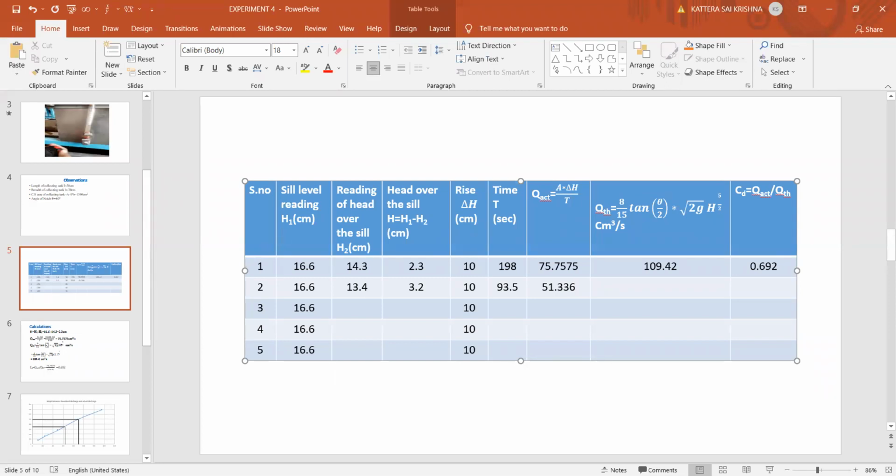I think it is wrong. We should get a larger value, because the time is reduced. Here, as the time is continuously reduced, the Q actual value will be increasing. So what did you get? Yes, someone informed me: 160.42. Right. So be careful while calculating.